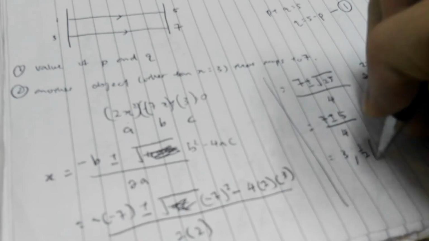So this is your first answer. Second answer, 7 minus 5 equals 2 over 4 equals 1 over 2, which is 0.5. This is how you get the answer. Okay.